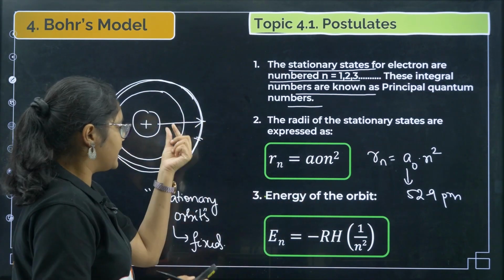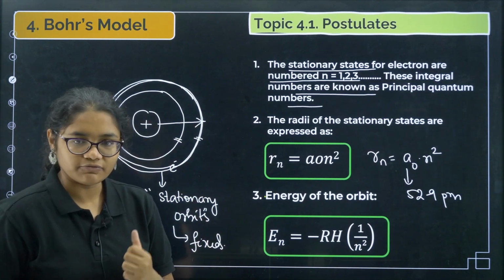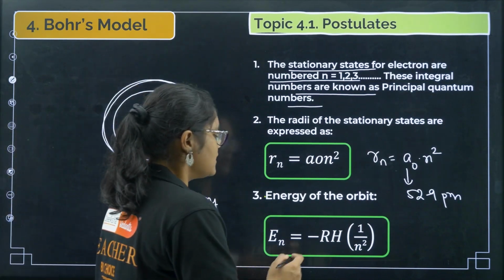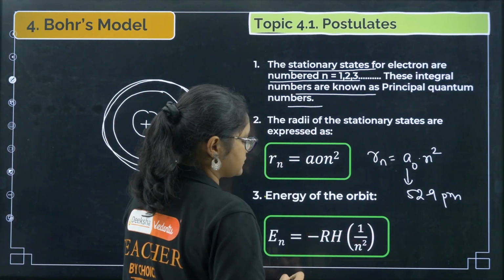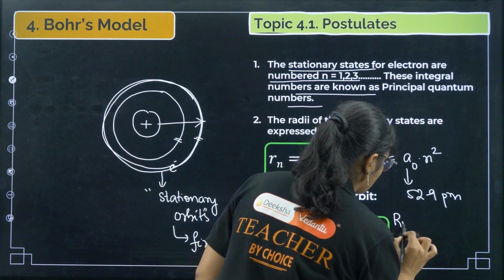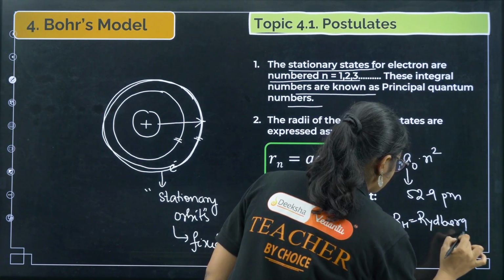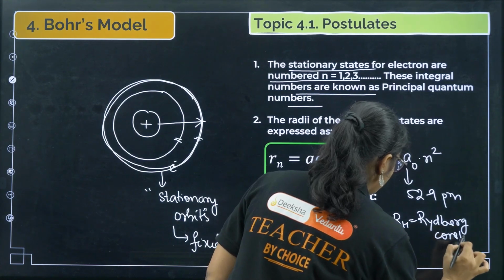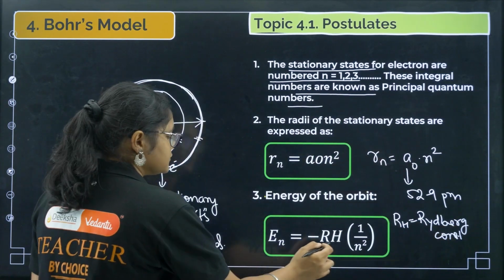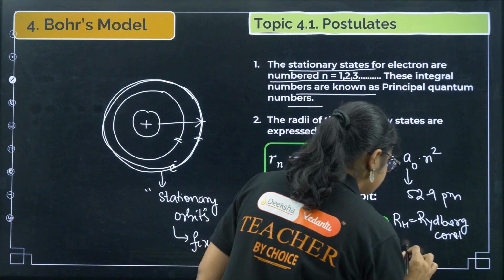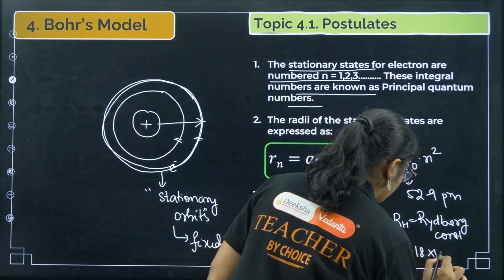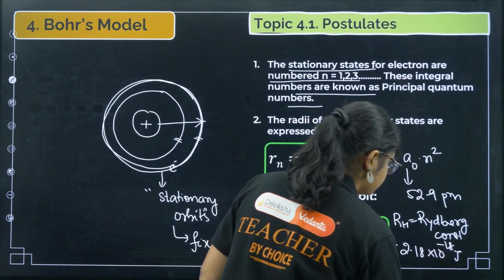Next, we can also calculate the energy of this orbit. I told you every orbit has a fixed amount of energy, so the energy is minus RH by n square, where RH is your Rydberg constant. And what is the value of RH here? RH value here is minus 2.18 into 10 to the power of minus 18 joules.